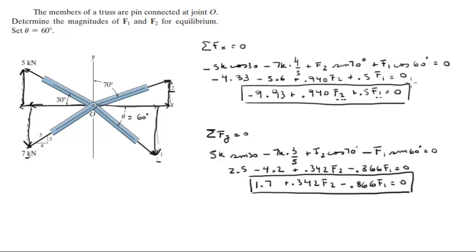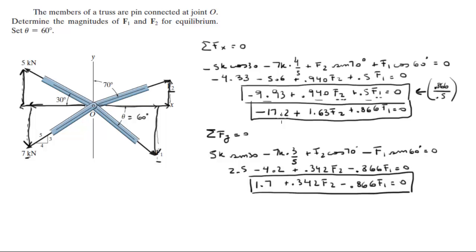Now, this equation, I can modify it. I'm going to modify it to be able to solve this with basic algebra. I'm going to multiply it by 0.866 over 0.5. So I'm going to multiply each of these values by this fraction, and I'm going to get a new equation, which is going to be negative 17.2 plus 1.63 F2 plus 0.866 F1 is equal to 0.